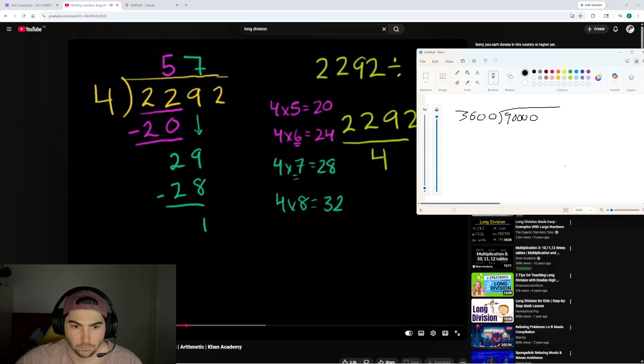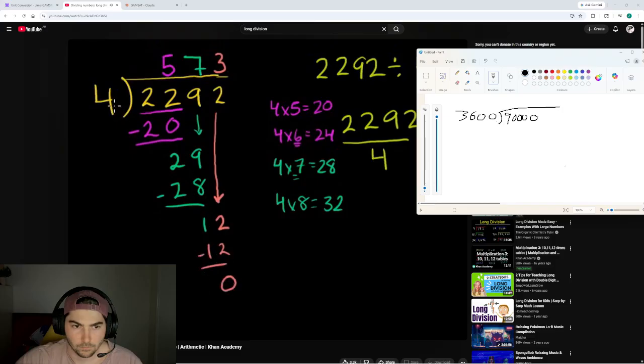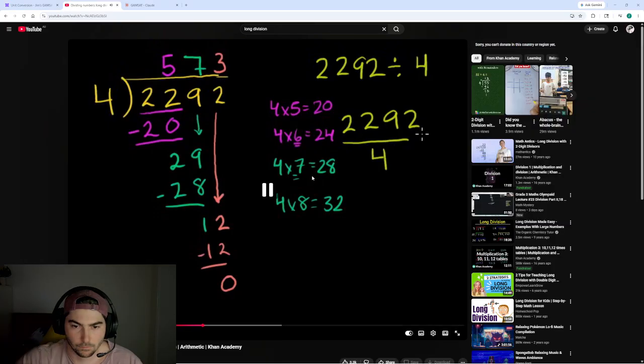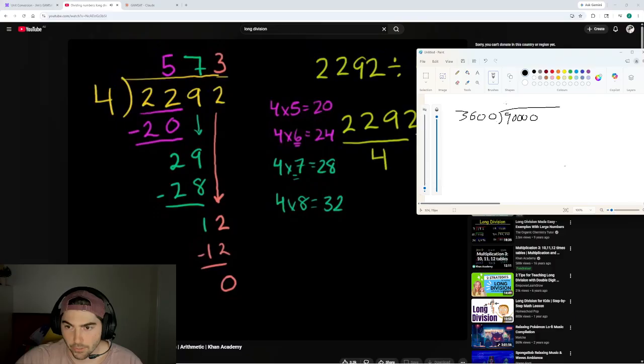And now we're going to bring down this 2. We're going to bring it down, and you get a 12. 4 goes into 12. That's easy. 4 times 3 is 12. 4 goes into 12 3 times. 3 times 4 is 12. 12 minus 12 is 0. We have no remainder. So 4 goes into 2,292 exactly 573 times. Okay. So 2,292 divided by 4.